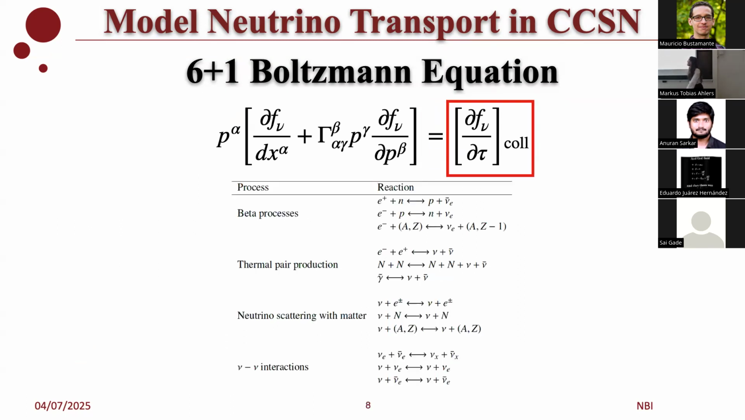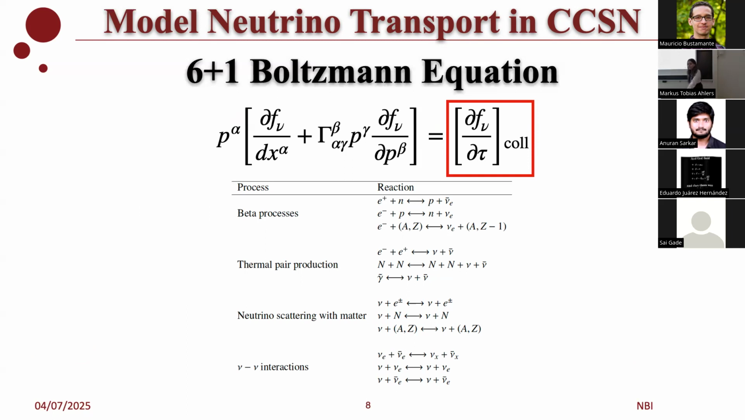Now, let's make things even worse. Let's look at the right-hand side. In the right-hand side, I told you that we need to take into account all the neutrino interactions with matter, with each other. But this is not what typically is done because we can have a lot of possible interactions and it's not possible to model all of them.